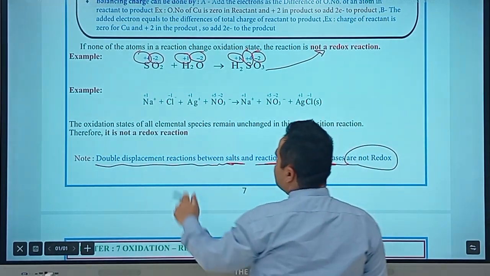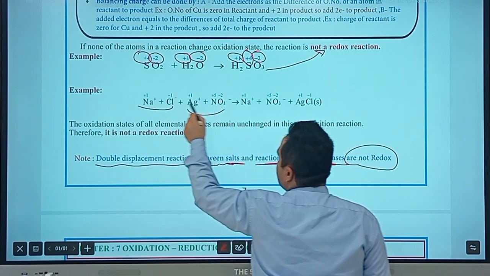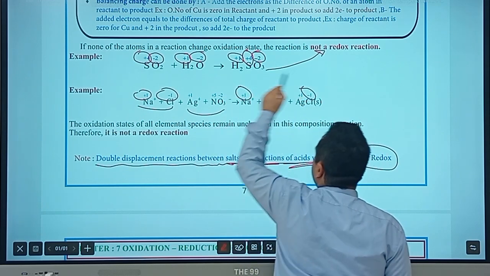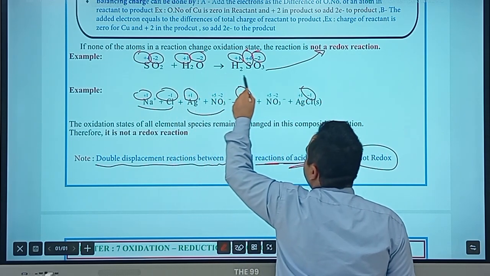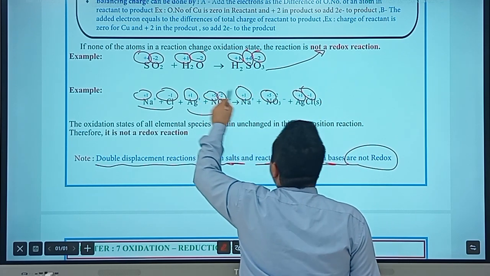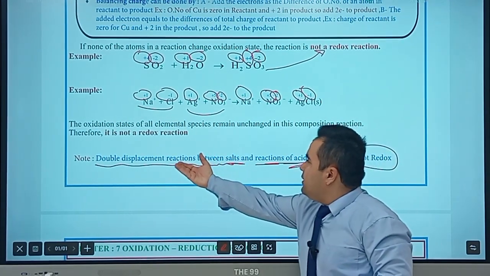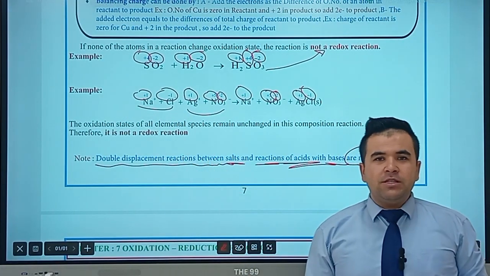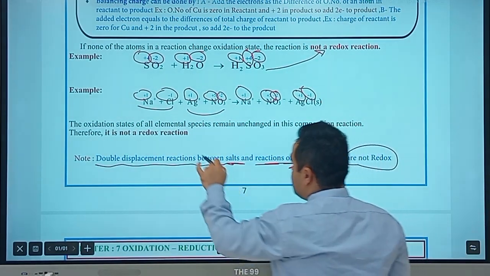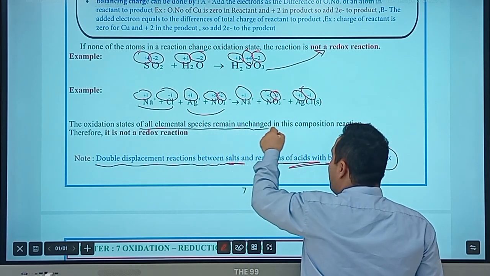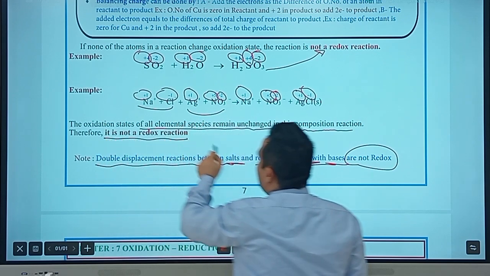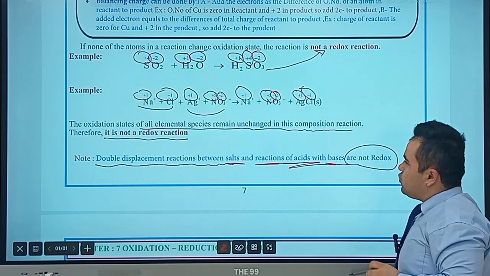Another example is the double displacement reaction between NaCl and AgNO3. Na is +1, here +1. Cl is -1, here -1. Ag is +1, here +1. N is +5, here +5. Oxygen is -2, -2. So as I told you, the double displacement reactions between salts and the reactions between acids and bases are not redox reactions. The oxidation states of all element species remain unchanged in this reaction, so therefore this is not a redox reaction, as represented in the above examples.